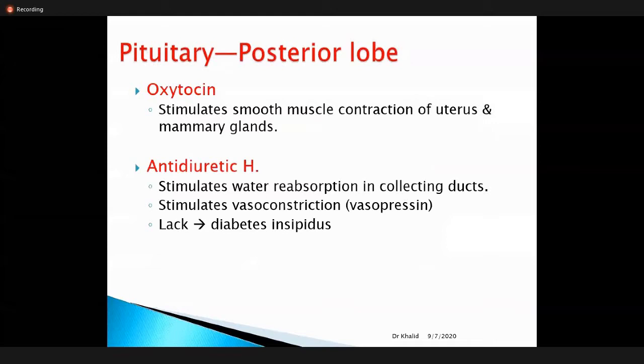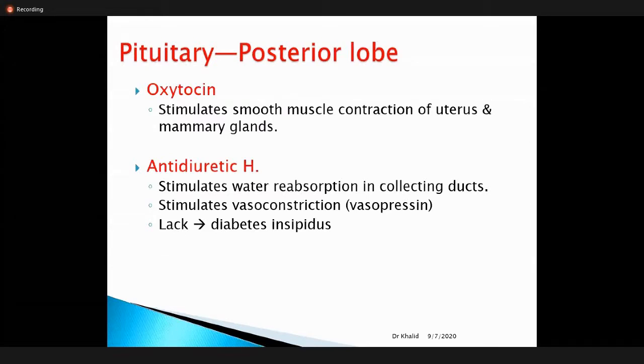The oxytocin actually stimulates the smooth muscle contraction of the uterus and the mammary gland. The myoepithelial cells of the mammary gland contract due to the action of the oxytocin, and then it causes ejection of the milk.